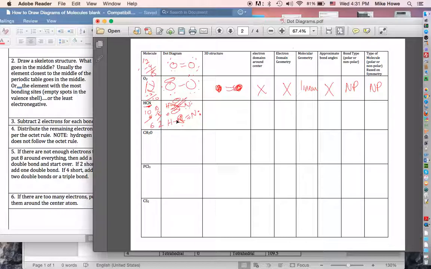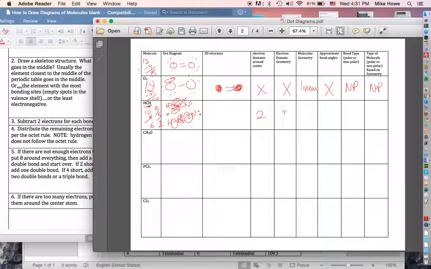All right, so now let's take a look at HCN. How many domains around the center? There's a domain, there's a domain, and there's a domain. So 2 domains. Remember, a domain is where the electrons live. A triple bond or a double bond or a single bond, they all count as one domain. So that's a domain, that's a domain. There are no unshared pairs. Lone pairs also count as a domain, but there aren't any here.